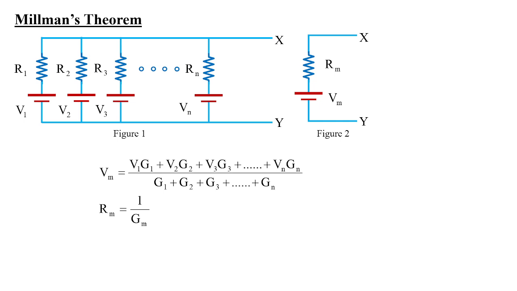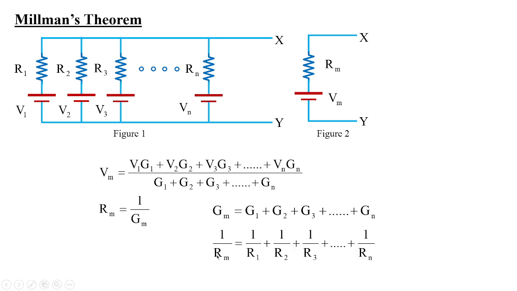Based upon these two equations, we can apply a direct shortcut to any GATE-related problems related to Milliman's theorem, where Gm is regarded as G1 plus G2 plus G3 and so on. Therefore, Gm can be written as 1 by Rm, which is equivalent to 1 by R1 plus 1 by R2, and so on till 1 by Rn.